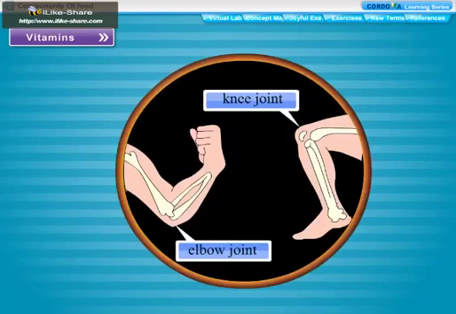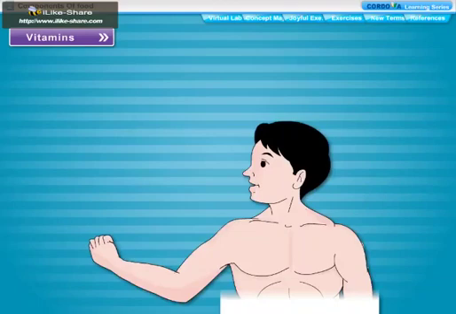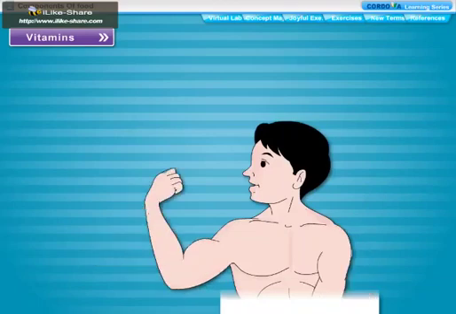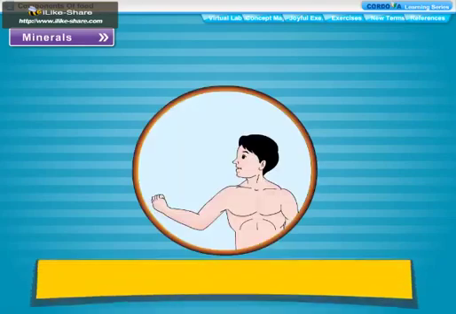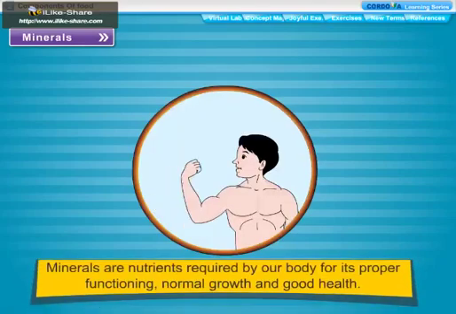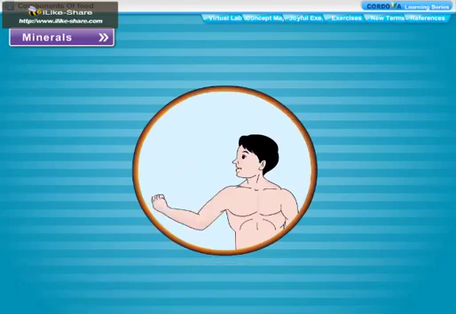bones, and overall good health. Vitamins are of different kinds and are known by different names. Each vitamin occurs in a particular kind of food and has a specific function to perform. Minerals. Minerals are nutrients required by our body for its proper functioning, normal growth and good health. Minerals do not supply any energy to our body.